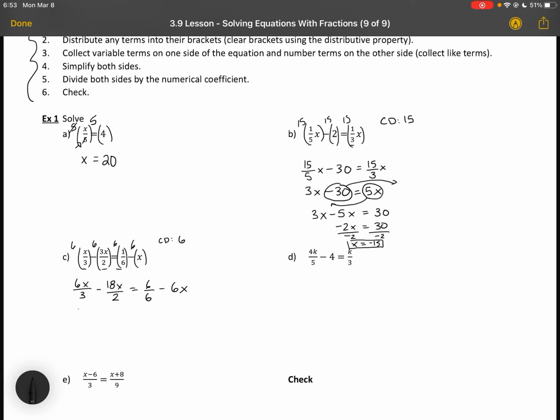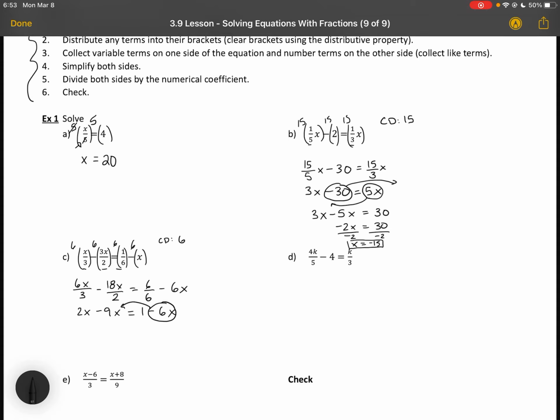Now I'm going to go through and do all my divisions. So 6 over 3 is 2x. 18 divided by 2 is 9x. 6 over 6 is 1. And then my 6x is the same as is.